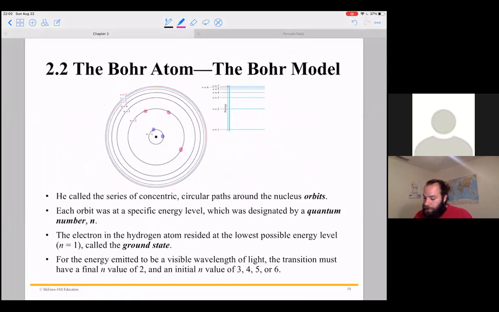Just some terminology here. These quantum numbers, n, correspond to that energy level, and as we'll see, they have to do with the size of those orbitals.